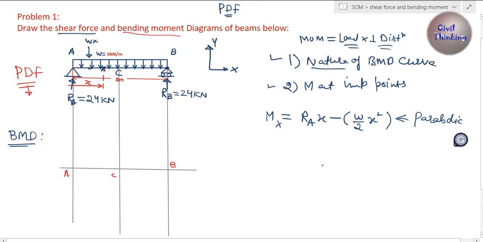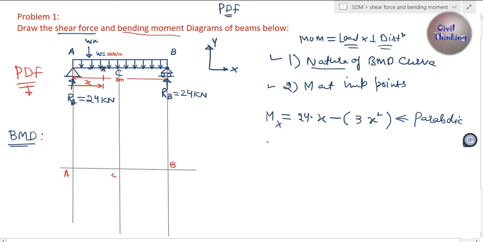Okay, now let's find from this equation, the generalized equation. This tells us nature, and we can also find the bending moment at different points using this generalized equation. Now let's find moment at A. Now again RA is 24. I am going to replace RA with 24, and W is 6. This is going to be 6 by 2, and 6 by 2 is how much? 2 ones, 2 threes, right? This is 3 minus 3x square, right? So moment at x is 24x minus 3x square.